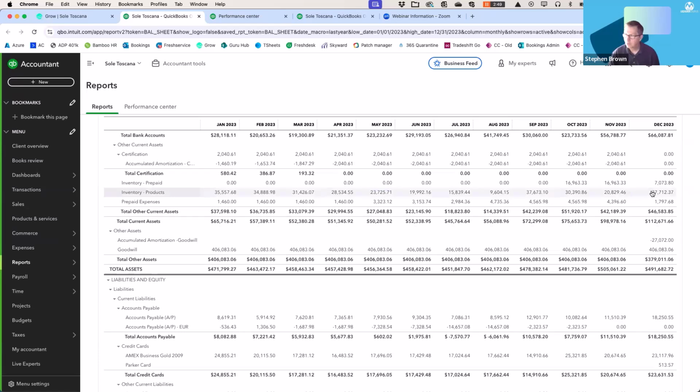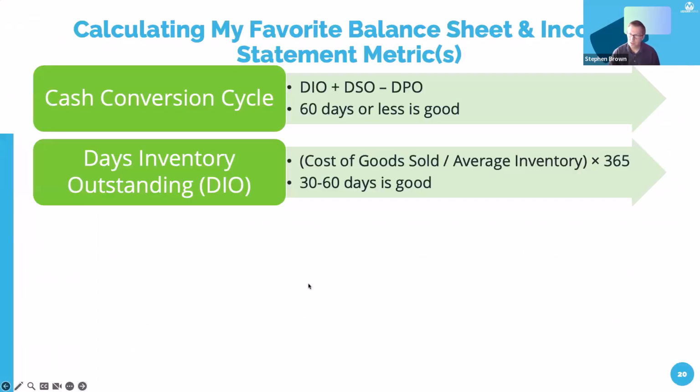I would take the sum of those two things and I would just average them out. But I'd take the balance, the total by every month, and I'd average them out. And then I would go into my profit and loss. I'd run what is my cost of goods sold over that same time period. I would do the math, cost of goods divided by the average inventory times 365, and I'd come up with a number. It's not terribly hard, but it is a pain in the butt.